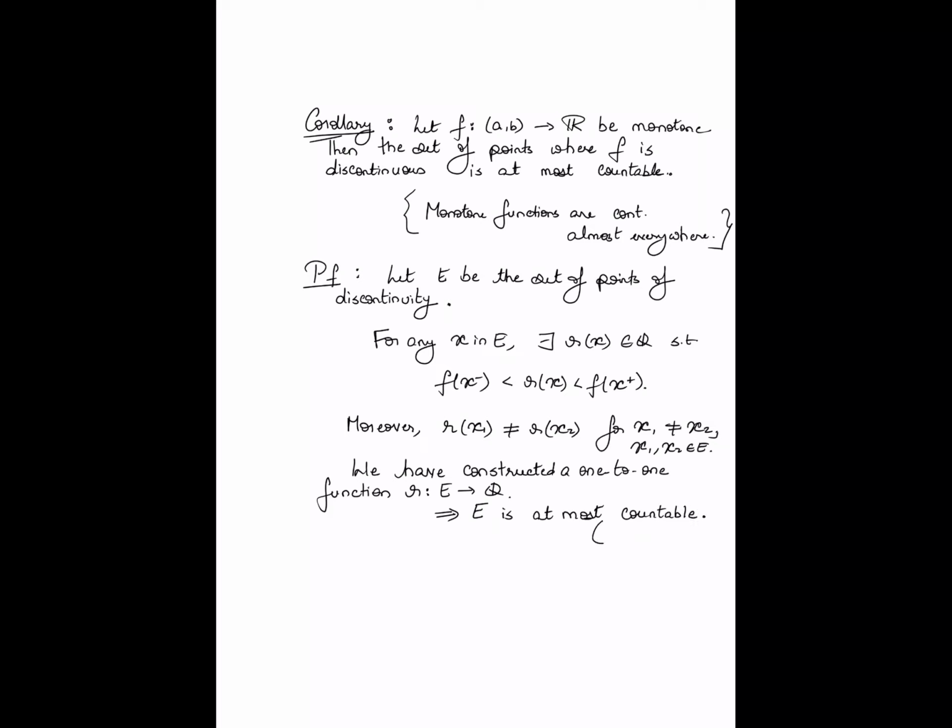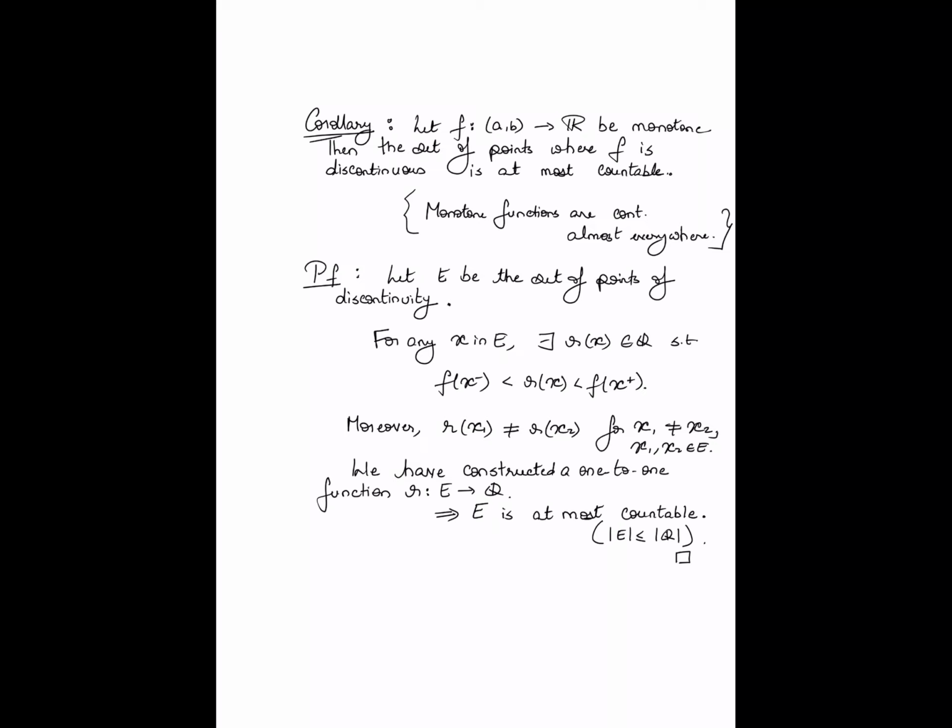Right? In our set theoretic notation, it was that the cardinality of E is less than or equal to the cardinality of Q, right? So that tells you that in fact you can only have at most countably many discontinuities. You can have finitely many discontinuities, or you can have countably many discontinuities. That is all that is possible for a monotone function.